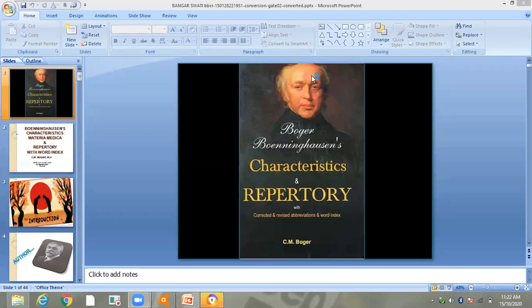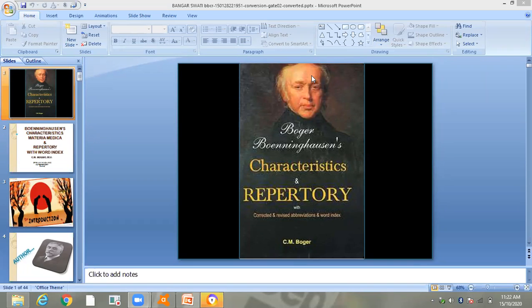In Kent repertory, there are 37 chapters. In BTPB, there are 7 chapters, and in this repertory, there are 53 chapters. As there are 53 chapters in this repertory, the definite order is not followed by Dr. Boger while arranging these sections.